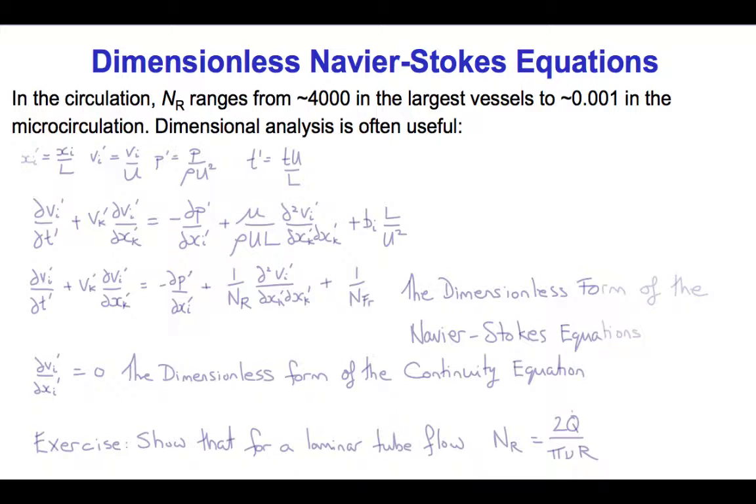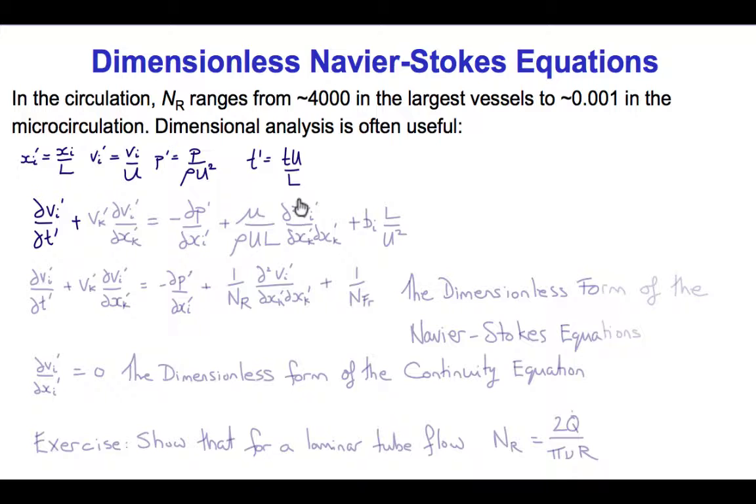One way to view the Reynolds number is to derive the Navier-Stokes equations in dimensionless form. We can non-dimensionalize by introducing the dimensionless variable xi prime as xi divided by the characteristic length L, vi prime as vi divided by the characteristic mean velocity U, p prime as the pressure p divided by rho times U squared, and t prime, the dimensionless time, as t times U over L.